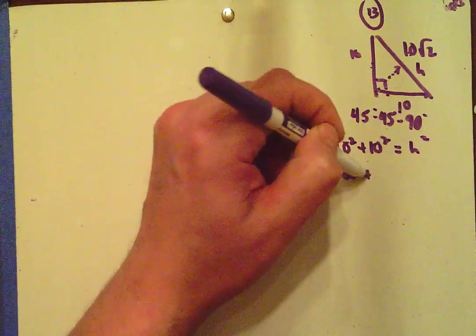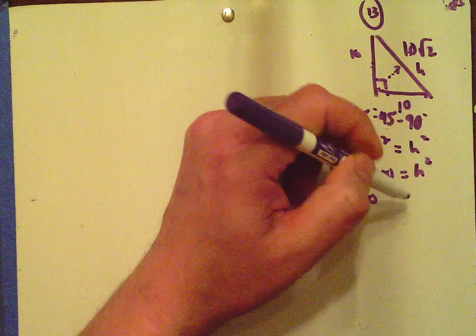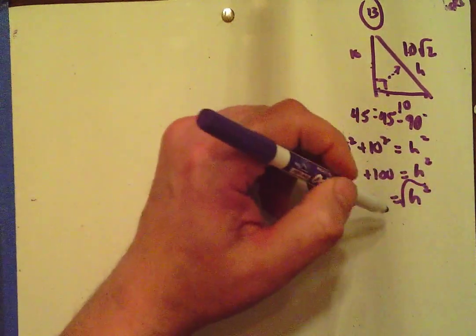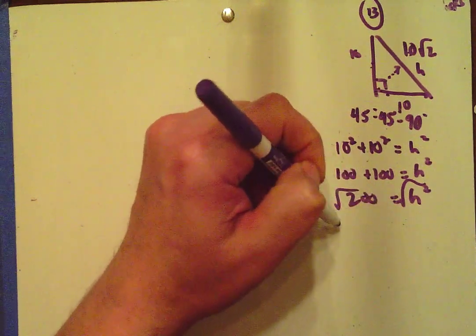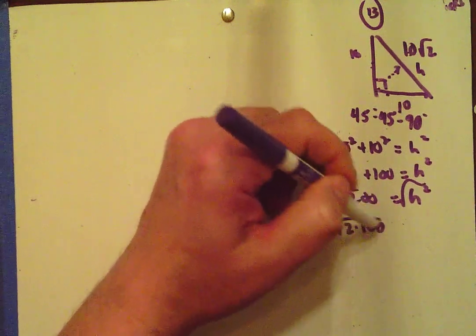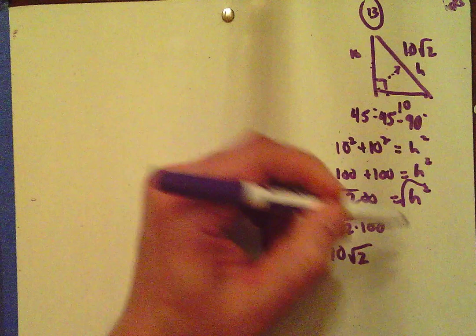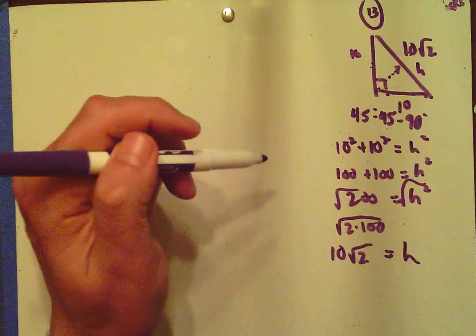So we get 100 plus 100 equals h squared, 200 equals h squared, and when we take the square root of both sides, I get the square root of 200. Well, that's 2 times 100. I know the square root of 100 is 10. No one for the 2 to pair up with, so 10 root 2 is the hypotenuse.